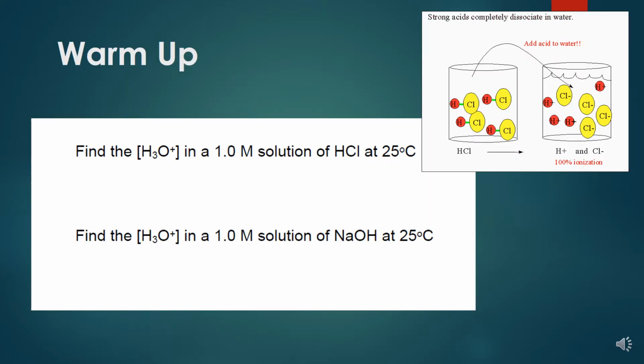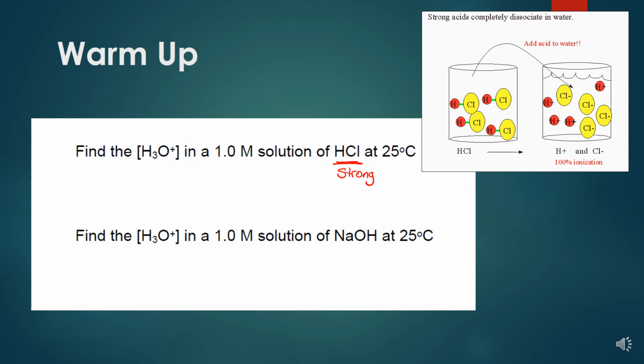So the first thing that I thought we'd do is a little warm up. This is using some of our information from previous lessons. We're going to first find the concentration of hydronium in a 1 molar solution of hydrochloric acid at 25 degrees Celsius. And then we're going to do the same thing for a 1 molar solution of sodium hydroxide at 25 degrees Celsius. Now, as you might remember, hydrochloric acid is a strong acid.